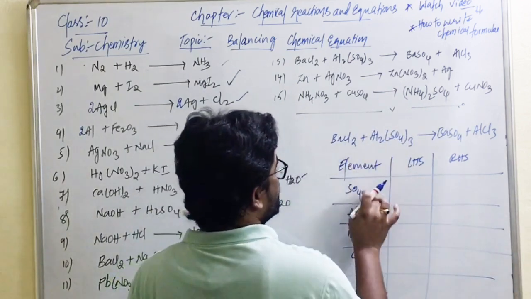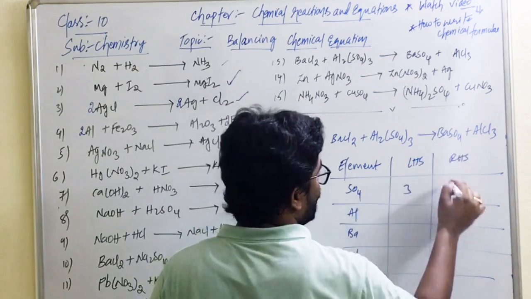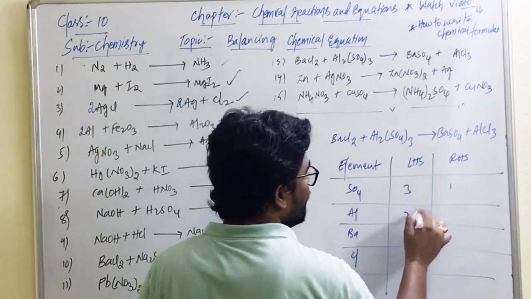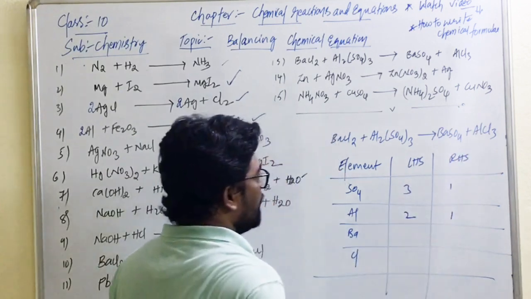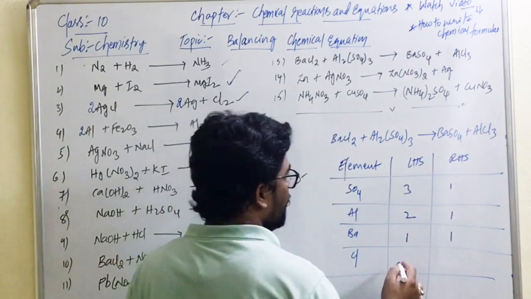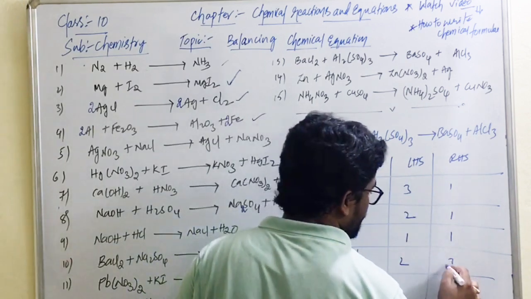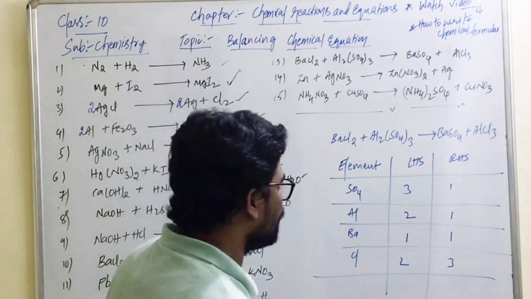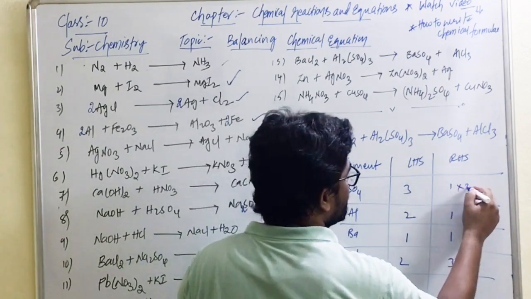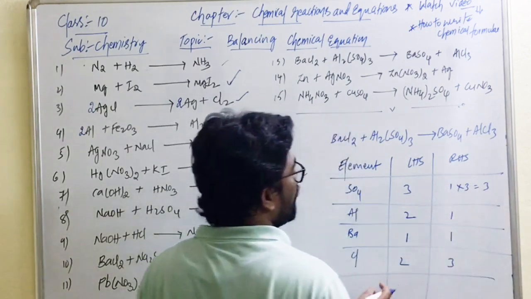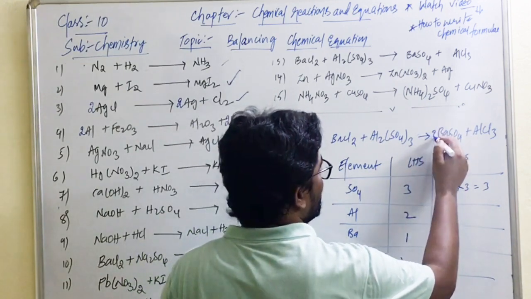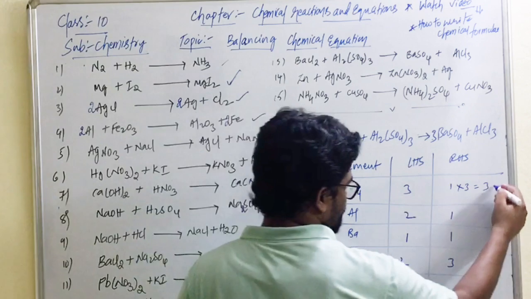Okay, now first sulfate, 3 on the left hand side, 1 on the right hand side. Aluminium, 2 on the left hand side, 1 on the right hand side. Barium, 1 on the left hand side, 1 on the right hand side. Chlorine, 2 on the left hand side, 3 on the right hand side. It's an unbalanced one. Okay, पहले sulfate balance कीजिएगा, right? Place 3 before BaSO4 on the right hand side, you'll get sulfate balanced.